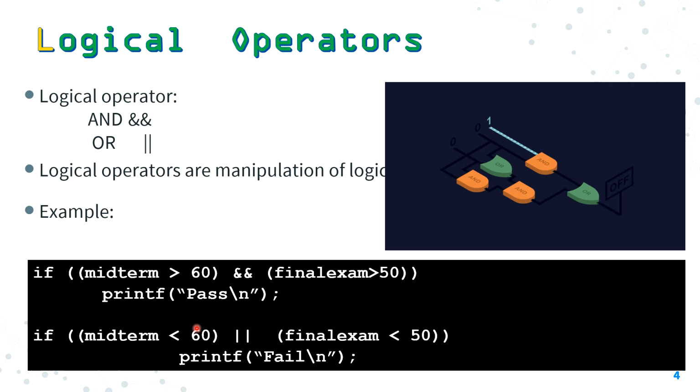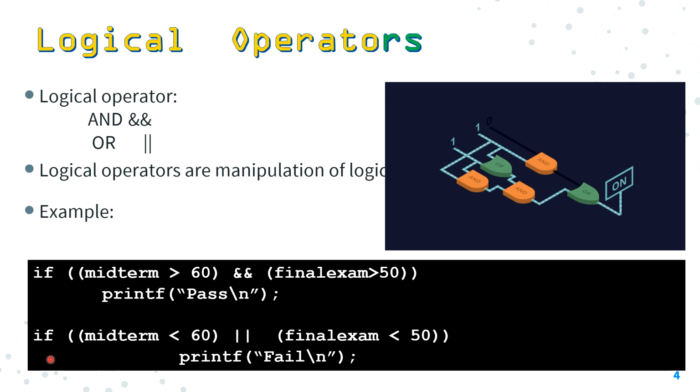Now look at the second example. We have if midterm is less than 60 with the two vertical pipes here, or the final exam is less than 50, print fail. So in this case, if either of those bad scores happens, the student fails.